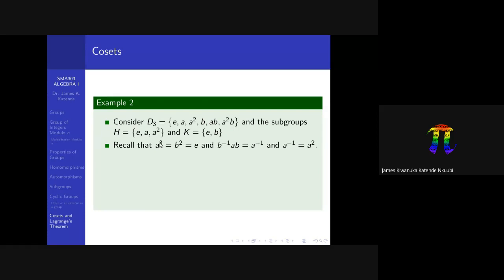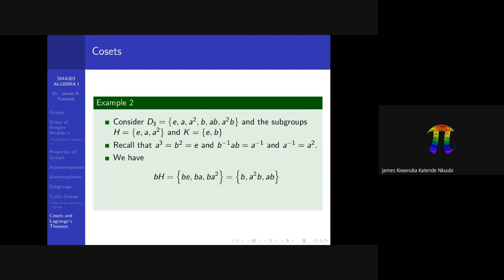Remember that A cubed and B squared will give you the identity, and B inverse AB is just the same as A inverse. And we know that A inverse is the same as A squared. The inverse of A is just A squared. If you multiply A and A squared, you get the identity. So these are just useful for computations.